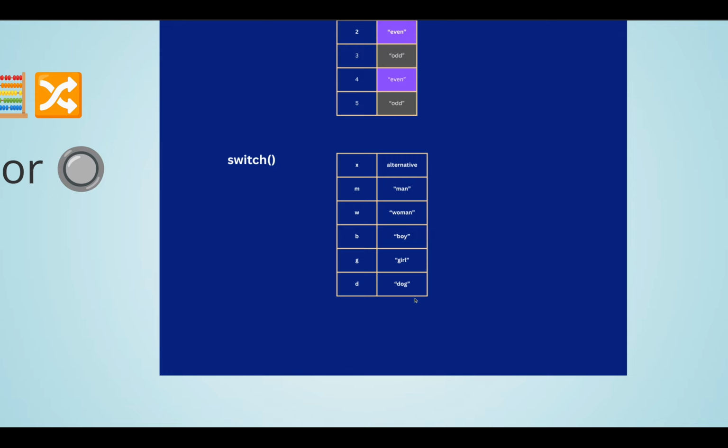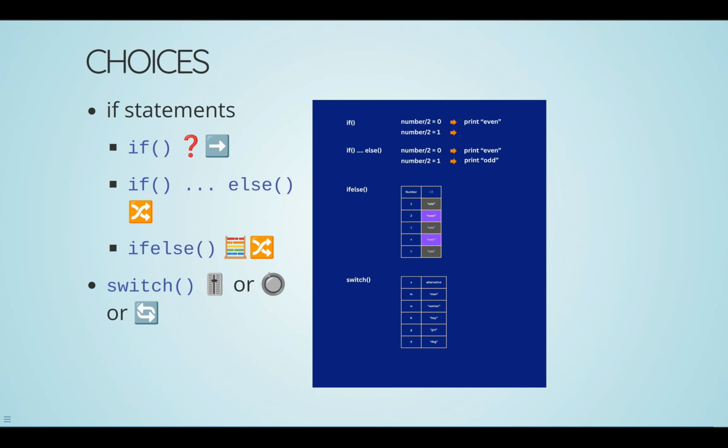An example is also 1 to 7, and you say that they are the number of days. For example, you can say day 3 is Wednesday, day 7 is Sunday, day 1 is Monday, and we have those alternatives. So that's what switch does.